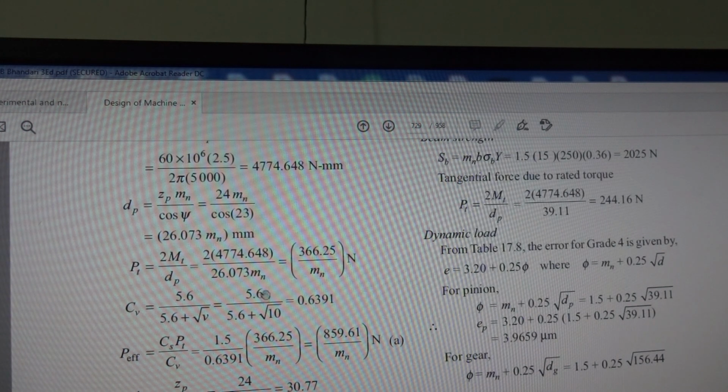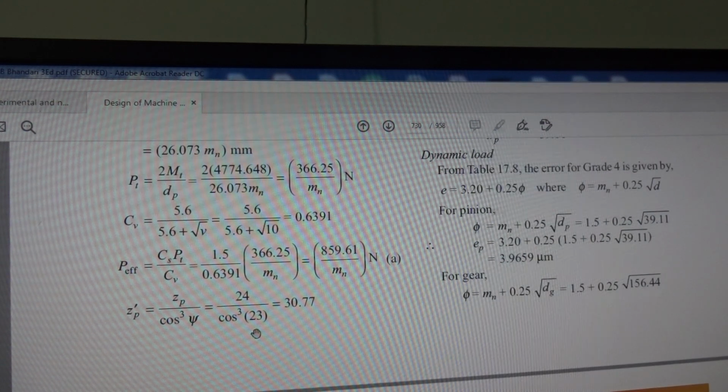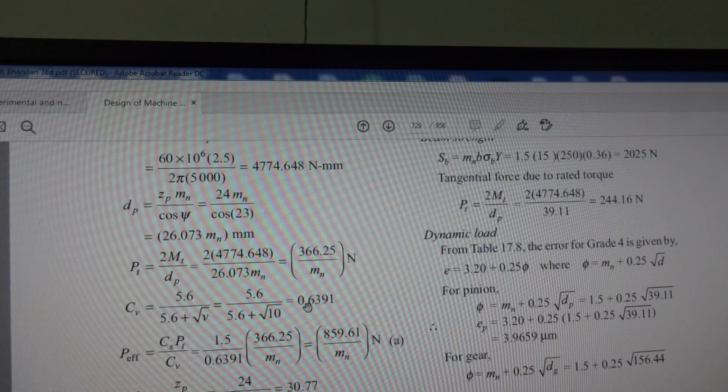This one is 0.6391. V is 10 meter per second, given. So P effective is equal to CS PT upon CV. So apply this formula, you can get the P effective. And ZP dash is equal to ZP by cos cube psi. So this one is the ZP dash.